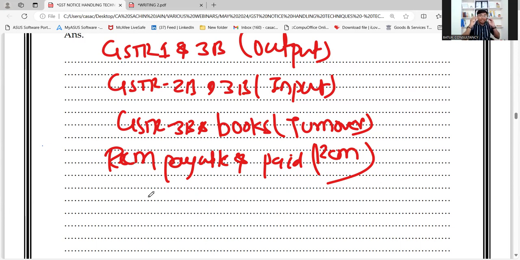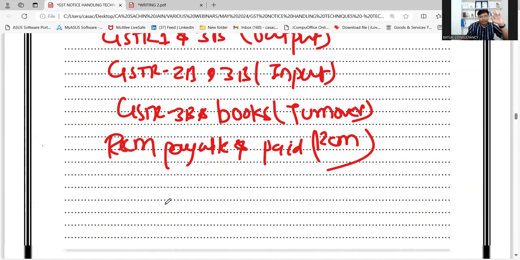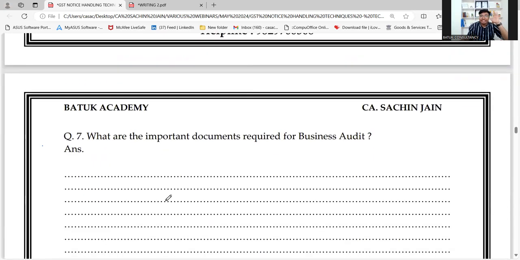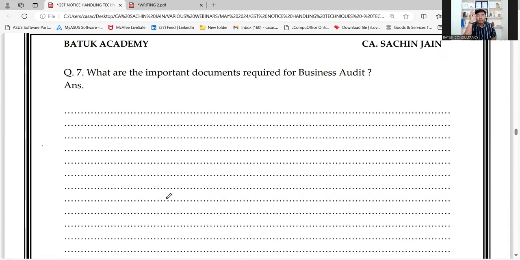If there will be any notice on account of difference between 3B and 1, 3B and 2B, RCM applicability, these reconciliations should be part of your reply. Without reconciliation, don't provide any reply. Okay, so your reconciliation plays a very important role, and these type of reconciliations are required. Now, one question is that, sir, what type of documents is required for smooth conducting of the business audit?